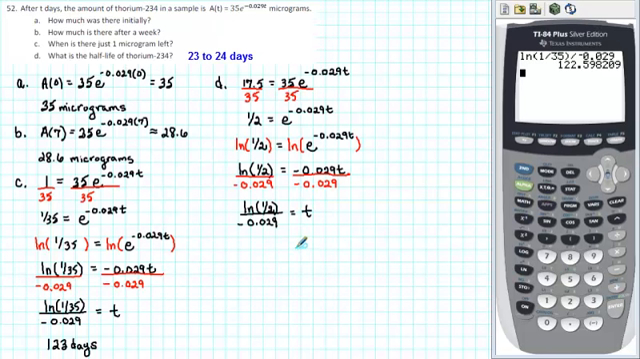So the half-life is equal to the natural logarithm of 1/2 divided by negative 0.029. To evaluate this expression, we use our calculator. The half-life is approximately 23.9 days.